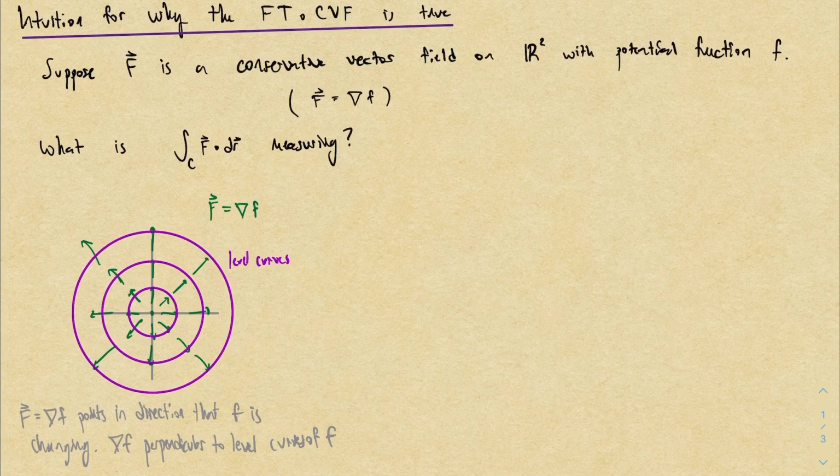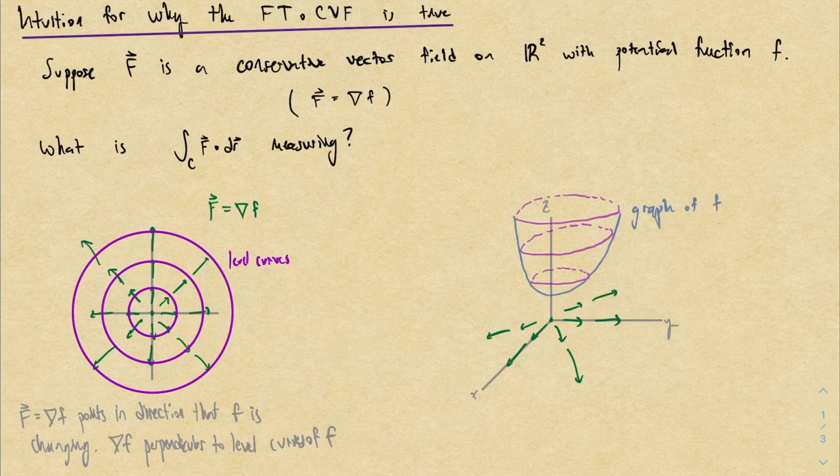So let me try to draw what's going on in 3 dimensions. Remember, our vector field is a vector field on R2. So I'll draw the xy plane with the z-axis. The green vector field just lives in the xy plane. It would look something like this. And then based on what we know about the level curves of this potential function, the graph of this potential function probably looks something like this. And you can see the purple level curves as being circles of constant height.